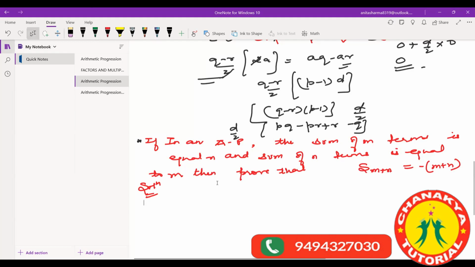So any idea, children, how you will solve it? Yes, ma'am. We can take S of m equals n and write the equation. And then we do the same for n. Then we equate the equations and solve it. Very good, beta. So the sum of m terms is n and the sum of n terms is m. Then you have to find the sum of m plus n terms. From these two equations, you will find the values of a and d, and then substitute the values of a and d in the sum of m plus n terms. So start doing it, children.